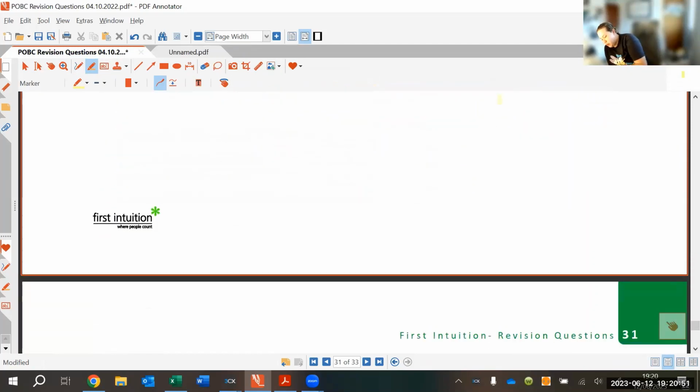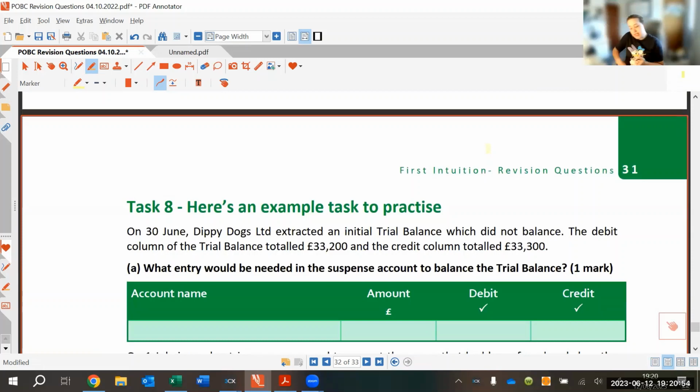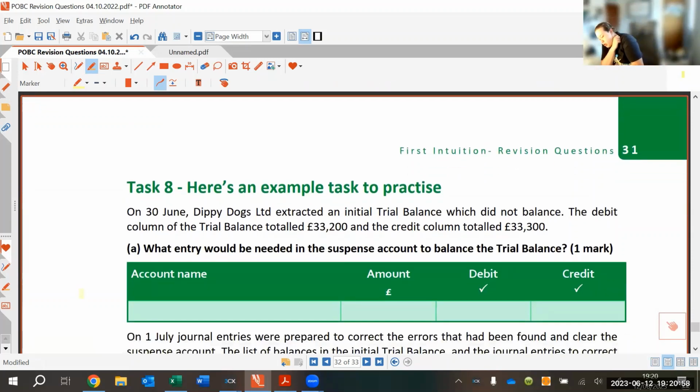So let's have a look at our last question on this assessment. Back with Dippy Dogs, they've extracted an initial trial balance which did not balance. That's a surprise. So the debit column has come to 33,200 and our credit column has come to 33,300. So for 1 mark in part A, what entry do we need in the suspense account to make it balance for now?